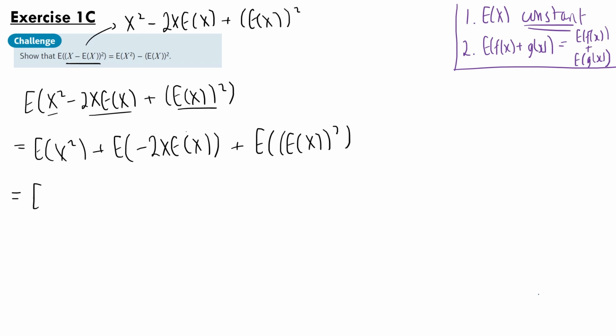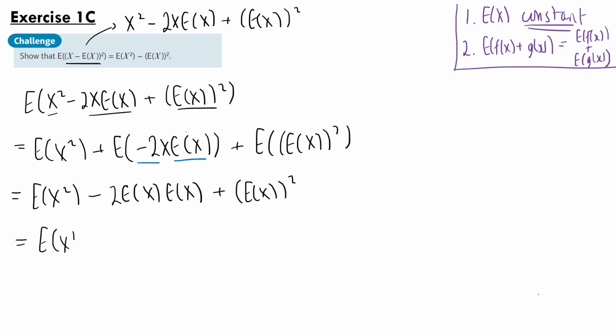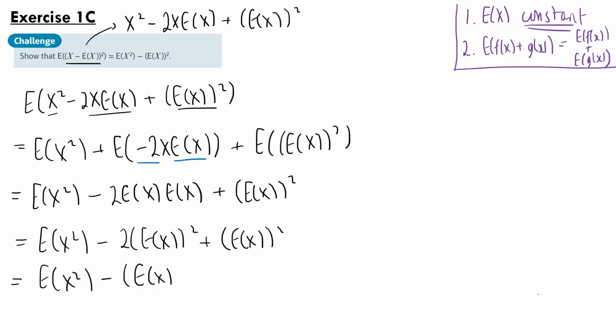And now we can leave the E of x squared just as it is, and from this term we can take out the constant minus 2 E of x, which leaves us with E of x. And here we've got the expected value of E of x squared, and because E of x is just a constant, that means E of x squared is also just a constant, and the expected value of a constant is just the constant, so we're left with just E of x squared. And this middle term we can just write as minus 2 E of x squared plus E of x squared, and that leaves us with just minus 1 E of x squared as required.